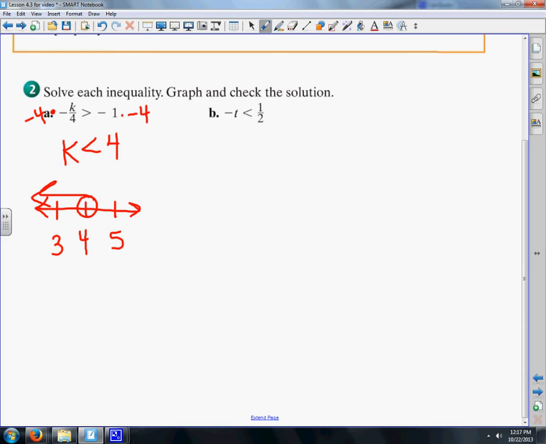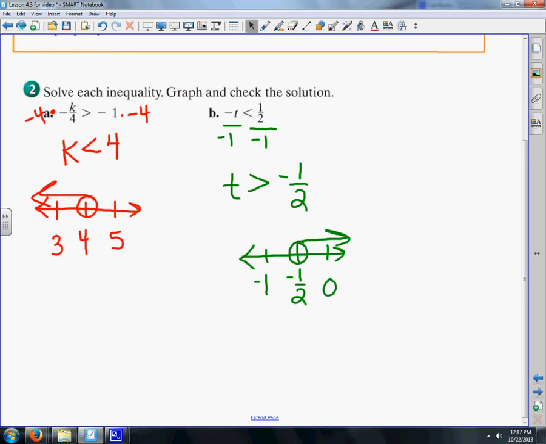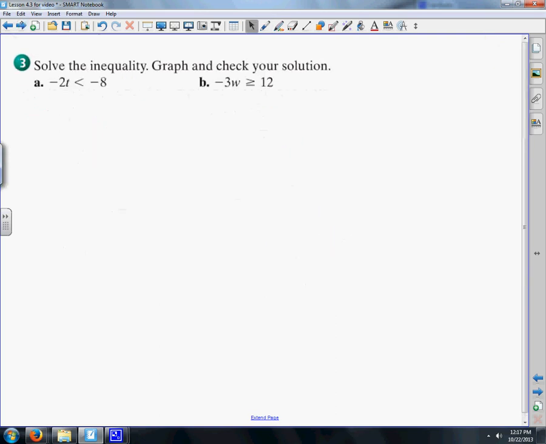Here, this is -1 times t. So I'm going to divide both sides by -1, which is t is greater than -1/2. So I draw my number line. I have -1/2, -1, and 0. I have an open circle and it's everything greater than -1/2. Solve the inequality, check, graph, and check your solution. So try these two.